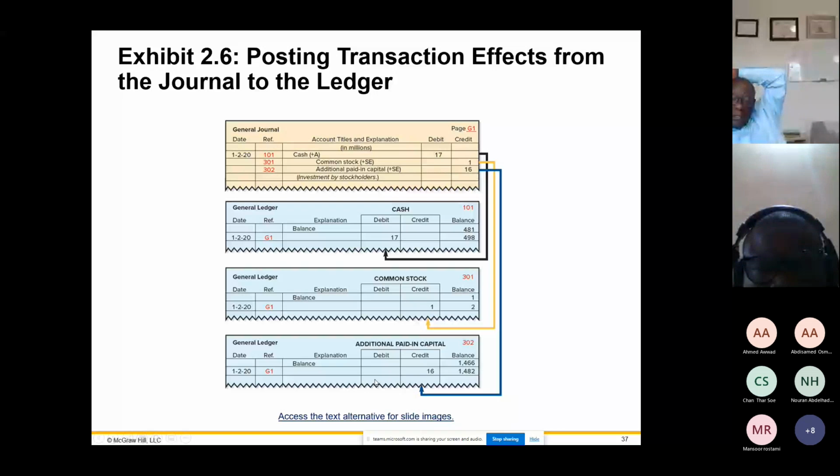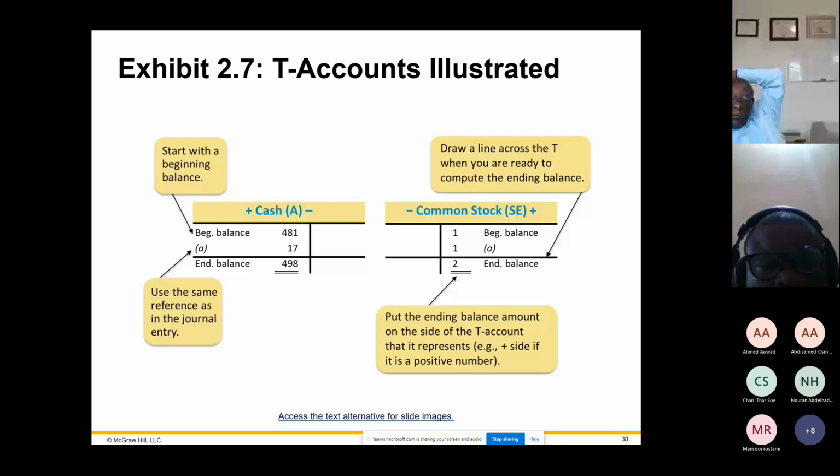The cash account is affected by a $17 increase. Common stock is another account affected, with one additional credit dollar, and then the additional paid in capital. So that is where we now look at the T account. If we look at the T account here, for cash, you can see the beginning balance is 481. Then $17 is added, so that moved the balance to this. And also look at the common stock T account. By the time we consolidate all the T accounts into one trial balance, when you capture all these transactions, you will see that everything will balance out.